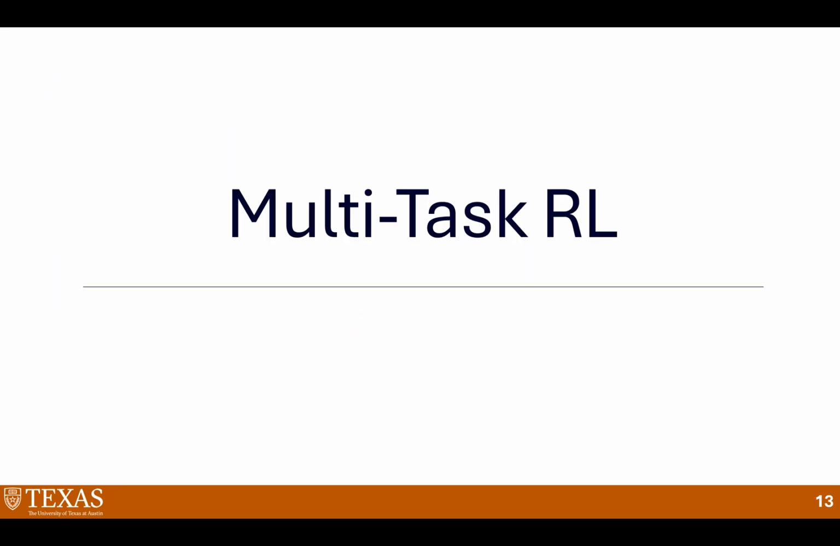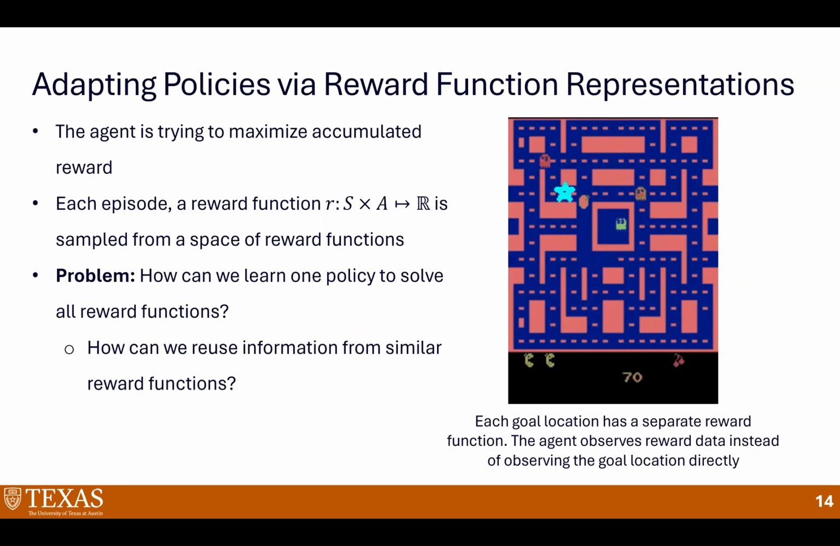Another problem we can apply this to is multitask reinforcement learning. So in multitask RL, the agent's trying to maximize reward, but the reward function is sampled from a space of reward functions every episode. And so the problem is, how can we learn one policy which achieves good reward for any reward function? And furthermore, a lot of reward functions will be quite similar. And so another thing is, how can we reuse policies from similar reward functions so that we have to learn less?